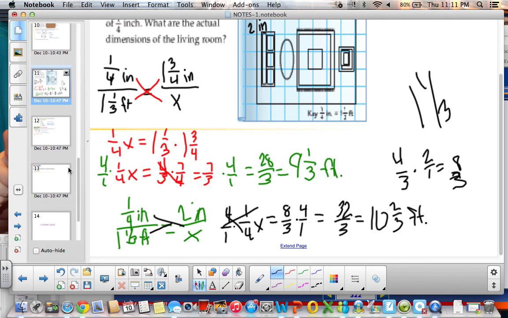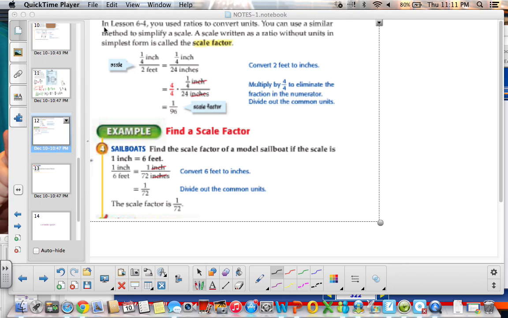Okay? And then the last thing that we have is scale factor. So in 6-4, we used ratios to convert units. We can use a similar method to simplify a scale. So I want you to write this word down, scale factor, which is written as a ratio without units in simplest form.